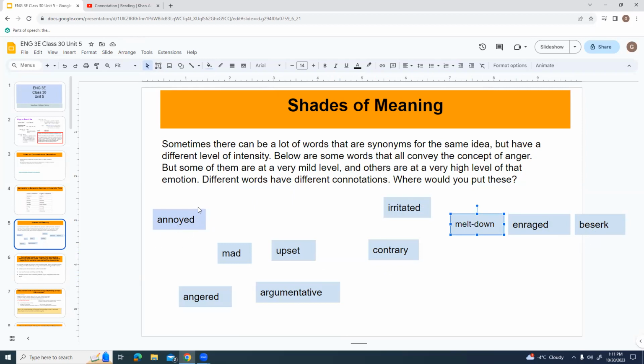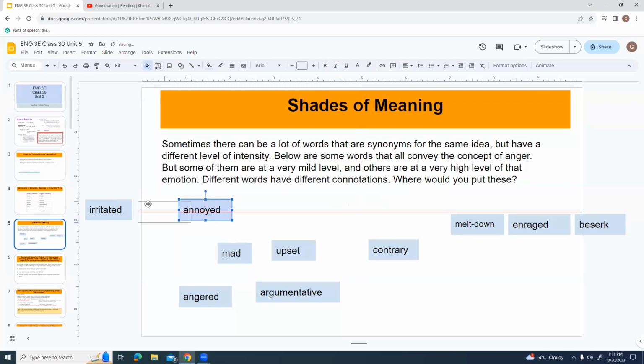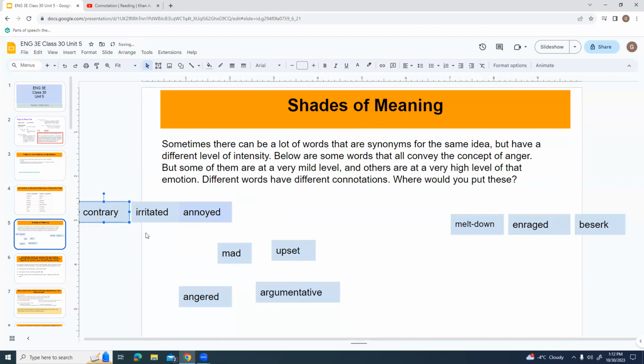On the lower level, annoyed is pretty mild. I would say irritated is probably my least angry one to me, and annoyed would be slightly higher than that. Ooh, you know what, though? Now that I think about it, I'm going to put contrary. Contrary is that kind of person that just, oh, they've always got to be in opposition. They may not even be feeling anger, but if you don't know them very well, it may come off as anger. So I'm going to put that as maybe the first level here.